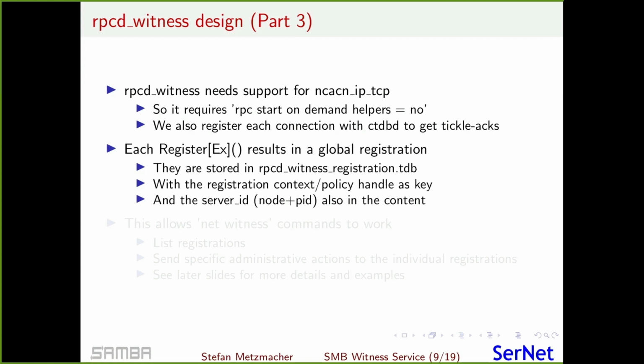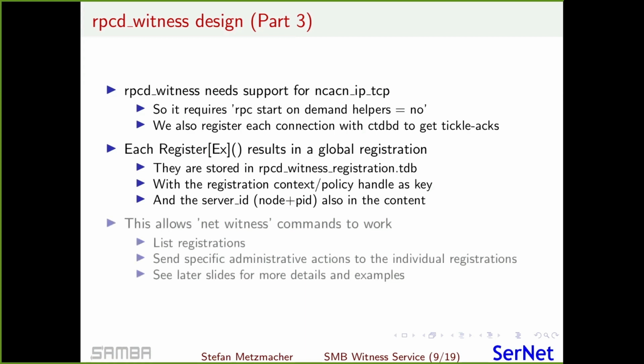So each register or register-ex call with new clients results in a global registration. This is stored in a volatile database in CTDB, the rpcd_witness_registration.tdb. And that's basically indexed by the RPC layer context policy handle UUID as a key, and in the content we also reference the PID and node number. We call that server ID in the content of the record, so that the net witness commands are able to list this by enumerating the database and also send specific administrative actions to the individual registrations, so that, for example, the client move command can work and so on. But I will have examples of that in later slides.